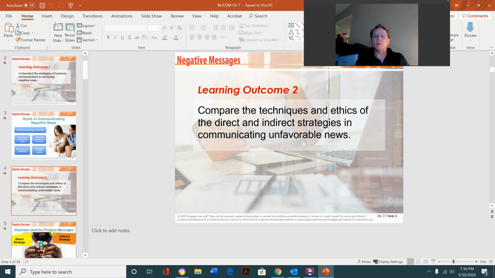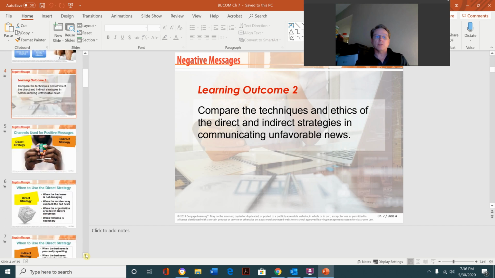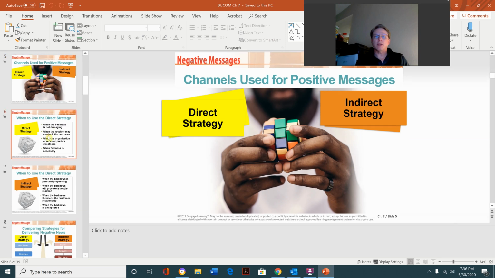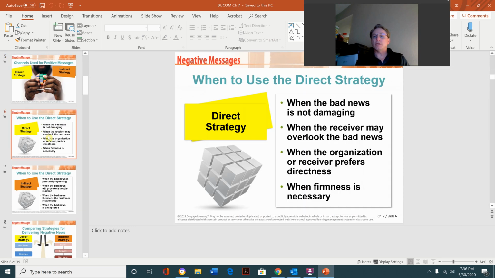Okay, so learning outcome 2: compare the techniques and ethics of the direct and indirect strategies in communicating unfavorable news. So first, we have the direct strategy, and then we have the indirect strategy. The direct strategy is used when the bad news is not damaging, when the receiver may overlook the bad news, when the organization or receiver prefers directness, and when firmness is necessary.